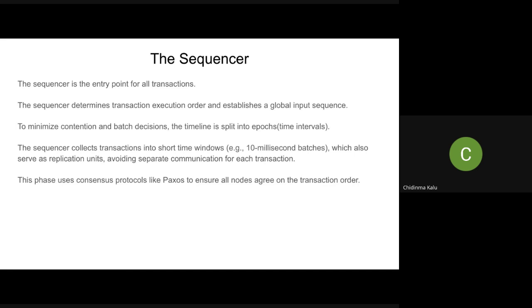The sequencer collects these transactions into short time windows, which serve as replication units to avoid separate communication for each transaction. Like I said earlier, this phase uses consensus protocols like Paxos to ensure that all nodes agree on the transaction order.